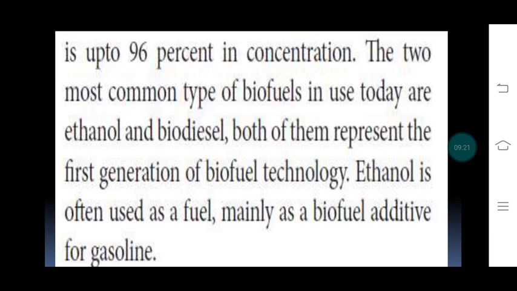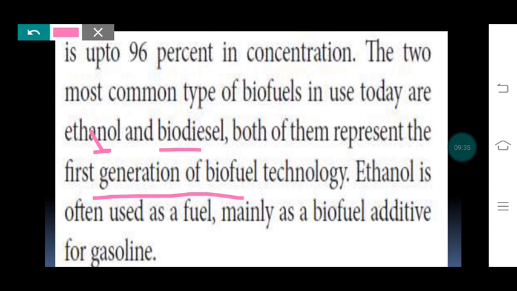The two most common types of biofuel used today, two very important things, are one called ethanol and another called biodiesel. Both of them represent the first generation of biofuel technology. And next, 1 mark question. Ethanol is often used as a fuel, mainly as a biofuel additive for gasoline. Clear? Right. So this is an important one.